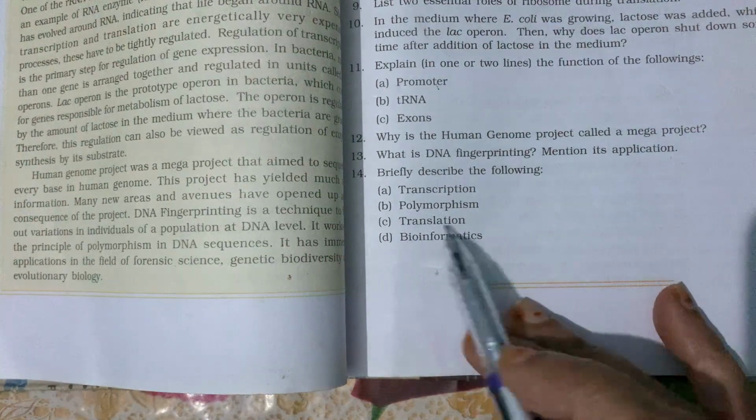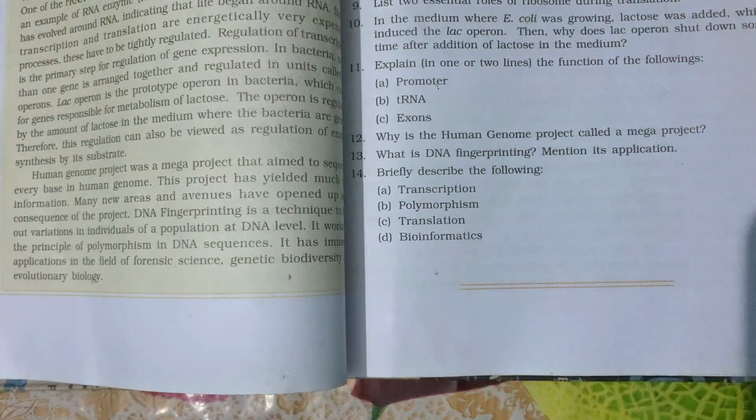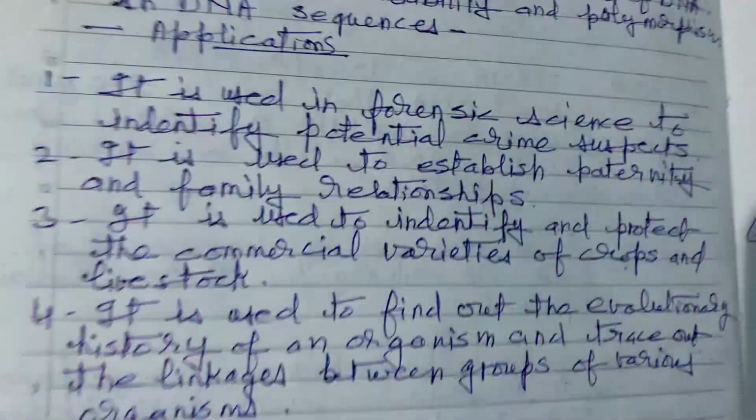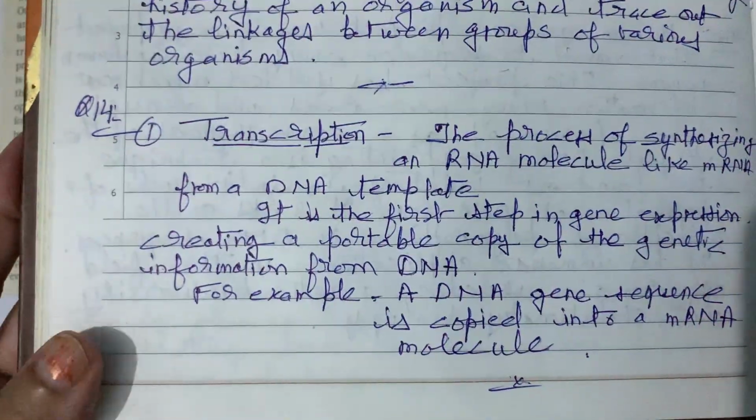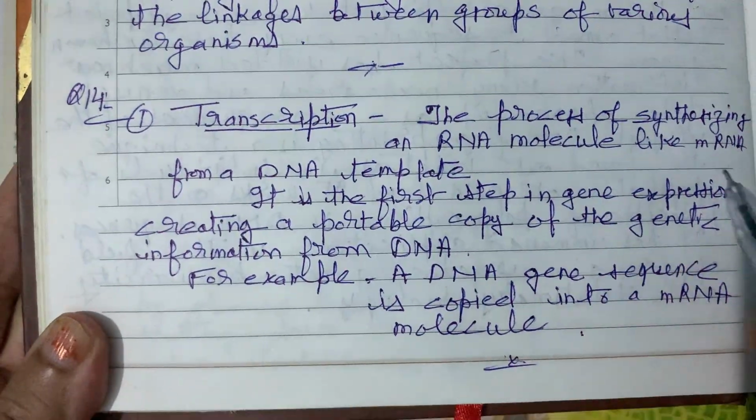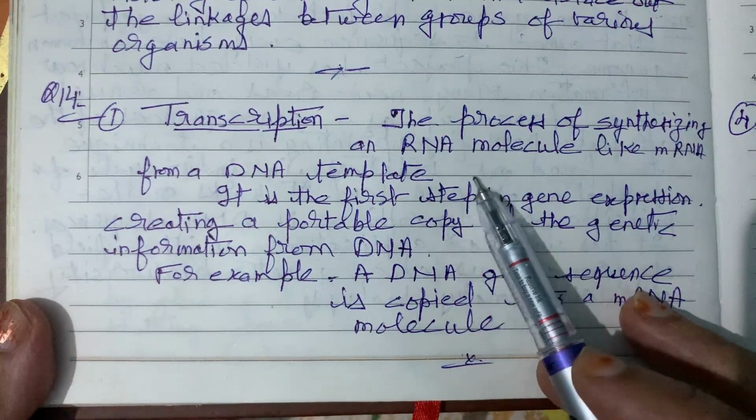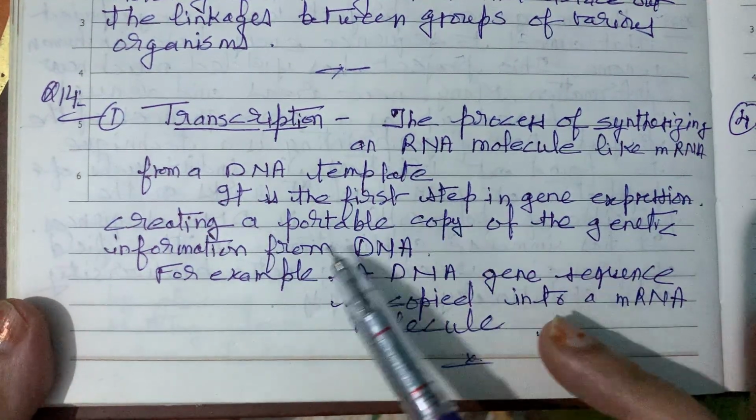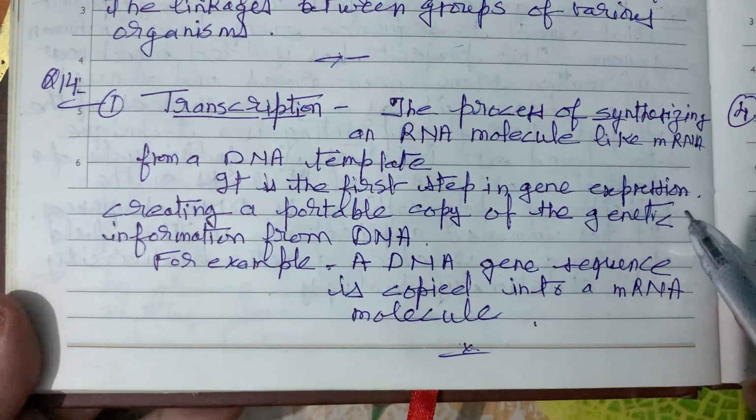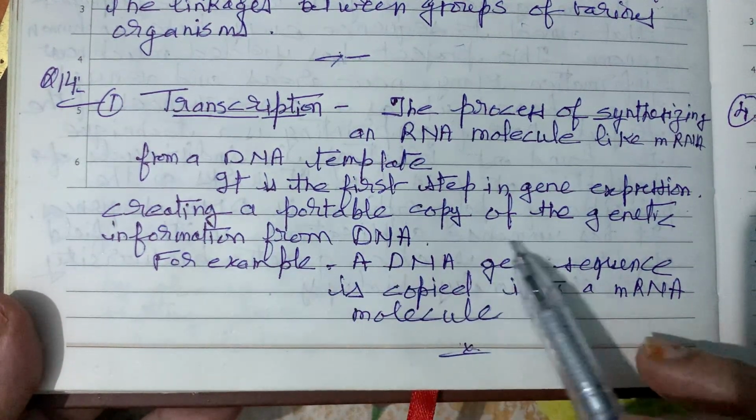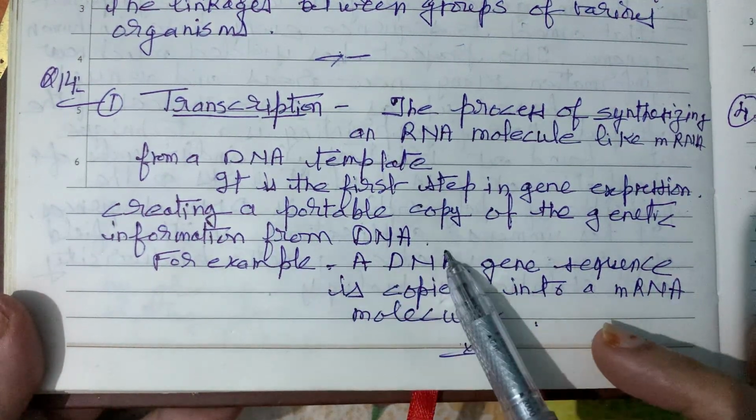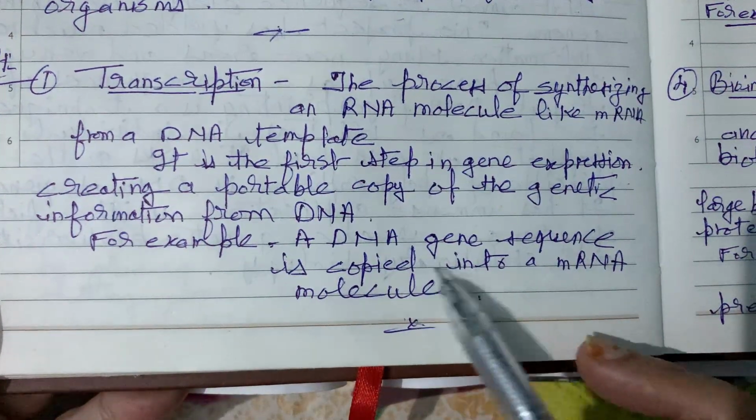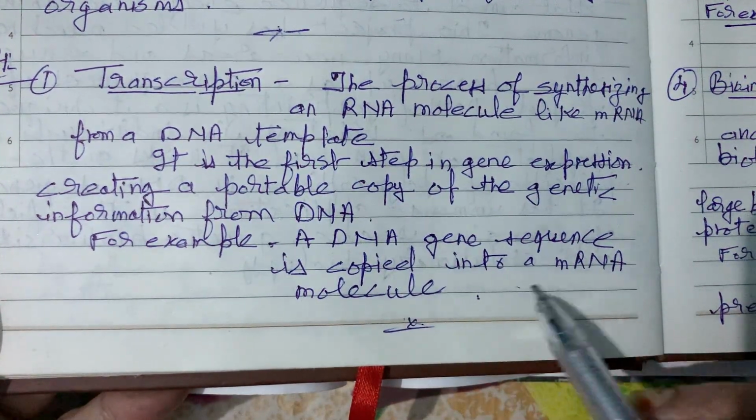Your 14th one, last question. Briefly describe transcription, polymorphism, translation, bioinformatics. The first one, transcription. The process of synthesizing an RNA molecule like messenger RNA from a DNA template. It is the first step in gene expression, creating a portable copy of the genetic information from DNA. For example, a DNA gene sequence is copied into a messenger RNA molecule.